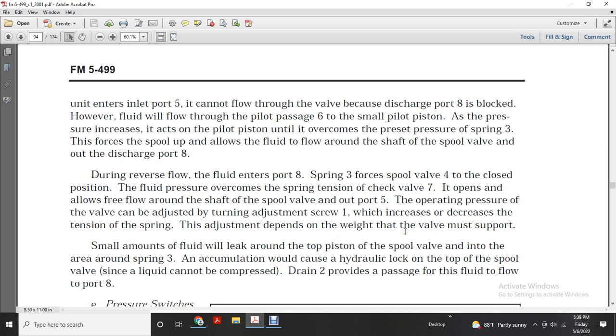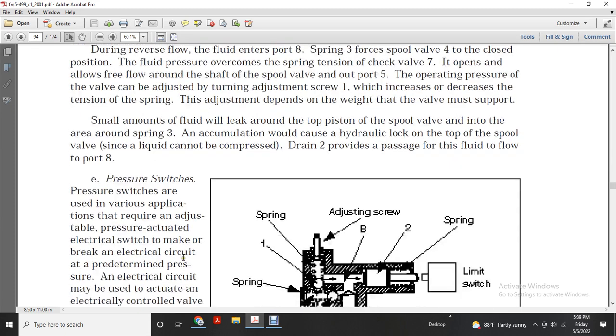Small amounts of fluid would leak around the top of the piston spool valve into the area around spring 3. Accumulating, it would cause a hydraulic lock over the top of the spool of the valve, since the liquid cannot be compressed. Drain 2 provides a passage for the fluid to flow to port 8.